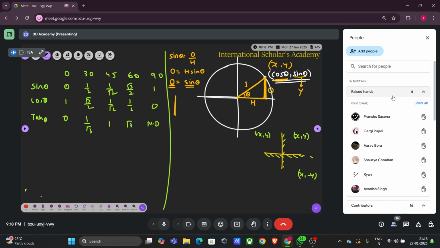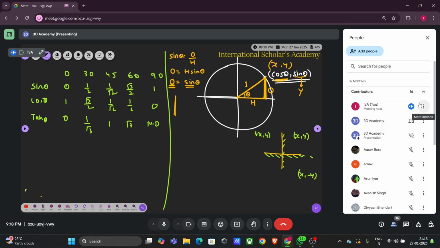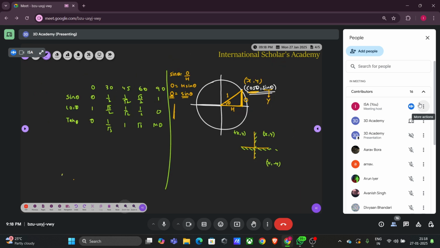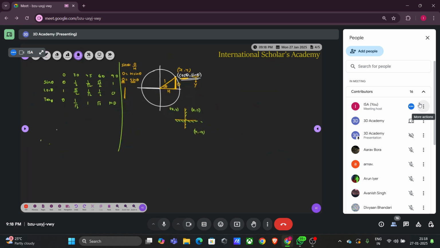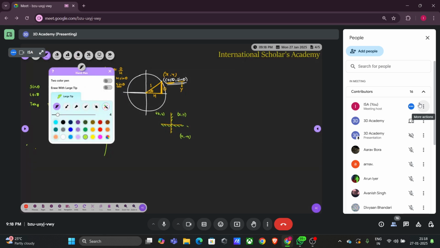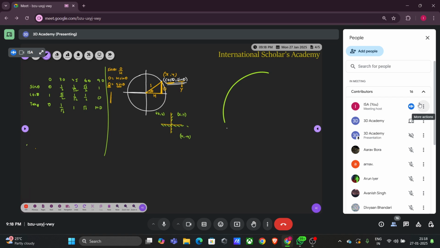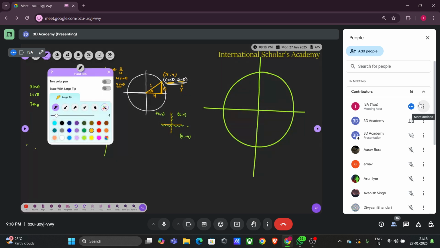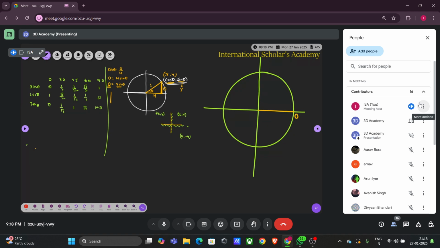Okay? Now guys, understand one thing. Now I am showing you the bigger picture: how remembering only first quadrant values can help you understand all other quadrants. Okay? So I am just zooming it out and I am drawing one big circle here, and in this circle I am going to take certain angles. So let's say this is 0 degree angle, this is 30 degree angle, this is 45 degree angle, this is 60 degree angle, and this is 90 degree angle. Here only we understood that x coordinate is cos theta, y coordinate is sin theta.